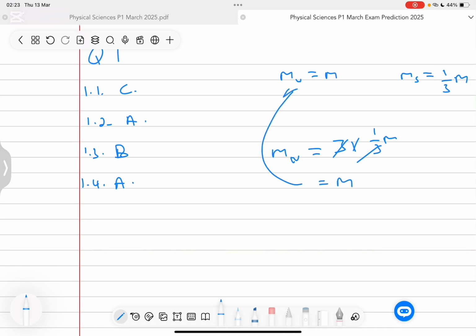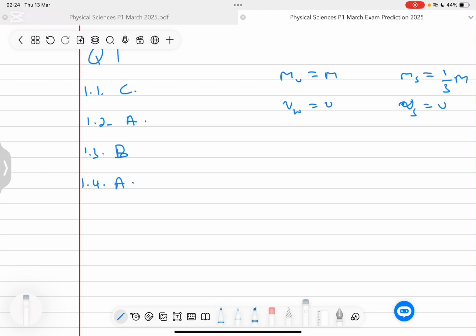That's why I'm saying if you say the mass of the watermelon is m, then the sponge spike has to be 1 over 3m. You then would continue to say the velocity of the watermelon is equal to v, and the velocity of the sponge spike is v because they're the same. I'll leave it here for you to practice doing it and see if you get the same answer as we did, and see if your option will also be A as well.